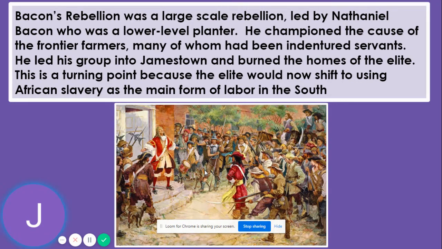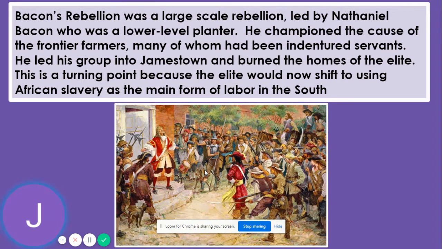An indentured servant, again, signs a contract, gets their passage to the New World paid for, and then they work. Usually it was about 7 years, but contracts varied. And then after that, they were supposed to be free men. And that was the case. Many of these people had been indentured servants at one time and moved out into the frontier. And so Nathaniel Bacon kind of rallied them all up to fight back.